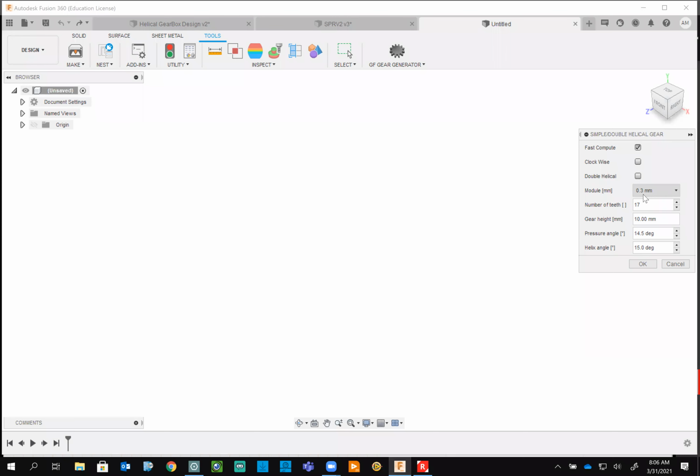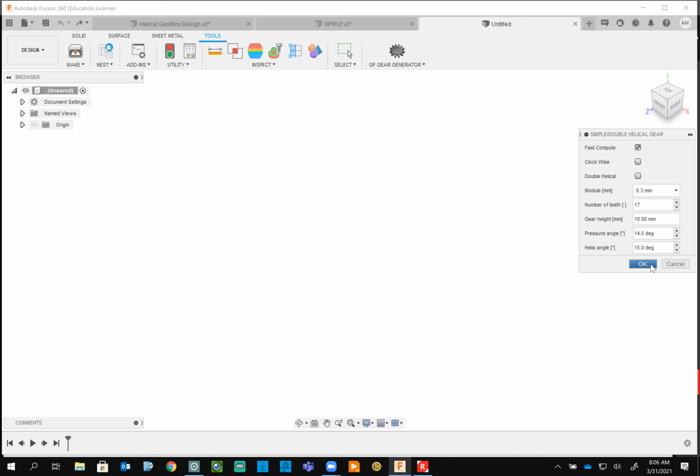I need to decide the module, and the software tells us the standard modules available in the market, and then the number of teeth. So in other words, we don't specify the diameter, we just give the number of teeth and the module. If you know the pitch, the inverse of that number gives you the module. For the pressure angle, two common numbers are 14.5 and 20 degrees. 20 degrees is more common, but let's keep it as it is.